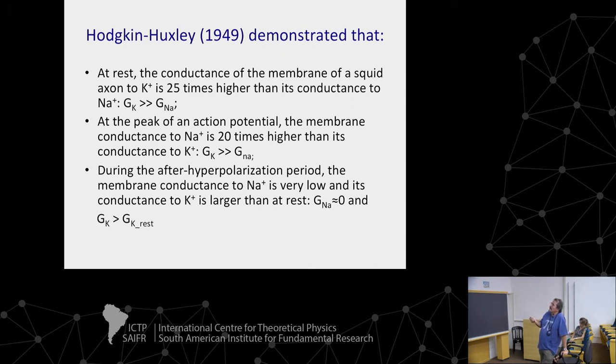They measured that the conductance of the membrane to potassium is 25 times higher than the conductance to sodium. So at rest, the membrane is much more permeable to potassium than to sodium. This is the basic fact one. Then there's an action potential. At the peak of the action potential, the membrane conductance to sodium becomes much larger than the membrane conductance to potassium, 20 times larger. So at the peak of the action potential the situation reverts, and the membrane is much more permeable to sodium than to potassium, which means that more sodium ions flow across the membrane.